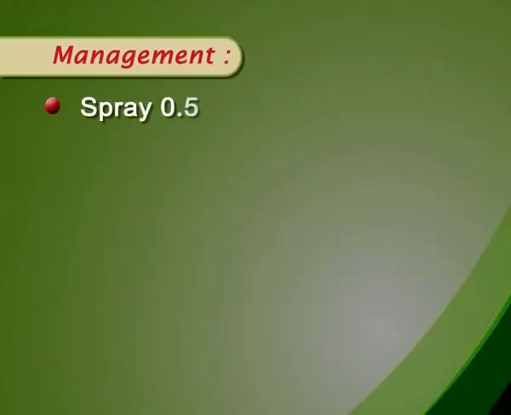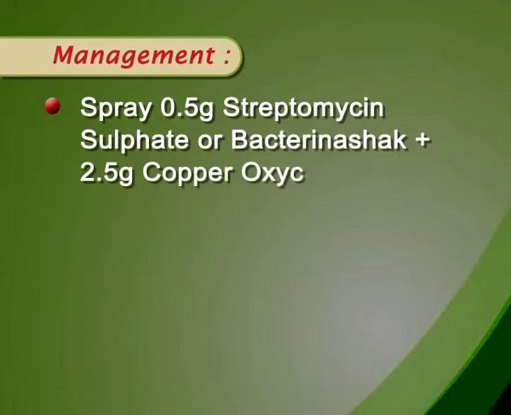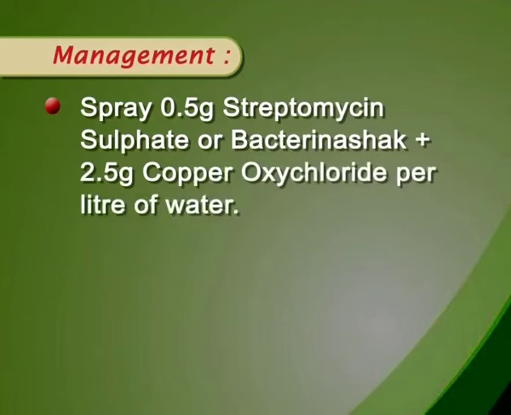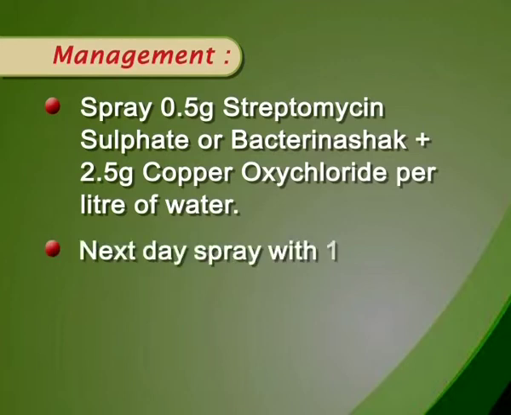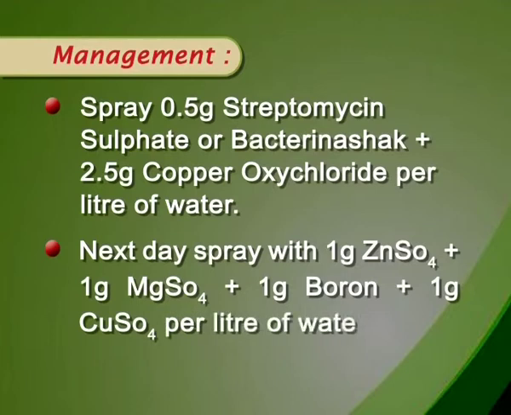Spray 0.5 gram streptomycin sulfate or Bacterinashak with 2.5 gram copper oxychloride per liter of water. Next day, spray with 1 gram zinc sulfate plus 1 gram magnesium sulfate plus 1 gram boron plus 1 gram copper sulfate per liter of water. This is about the management of the disease.